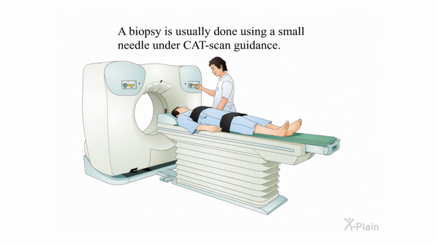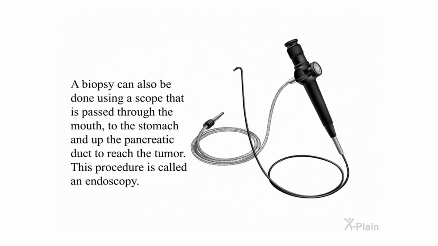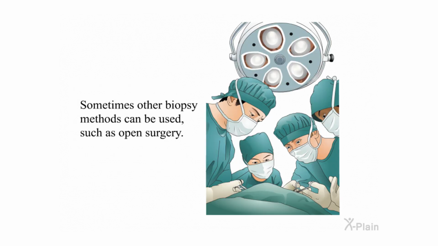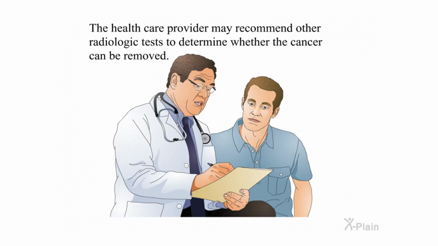A biopsy is usually done using a small needle under CAT scan guidance. A biopsy can also be done using a scope that is passed through the mouth to the stomach and up the pancreatic duct to reach the tumor. This procedure is called an endoscopy. Sometimes other biopsy methods can be used, such as open surgery. The healthcare provider may recommend other radiologic tests to determine whether the cancer can be removed.